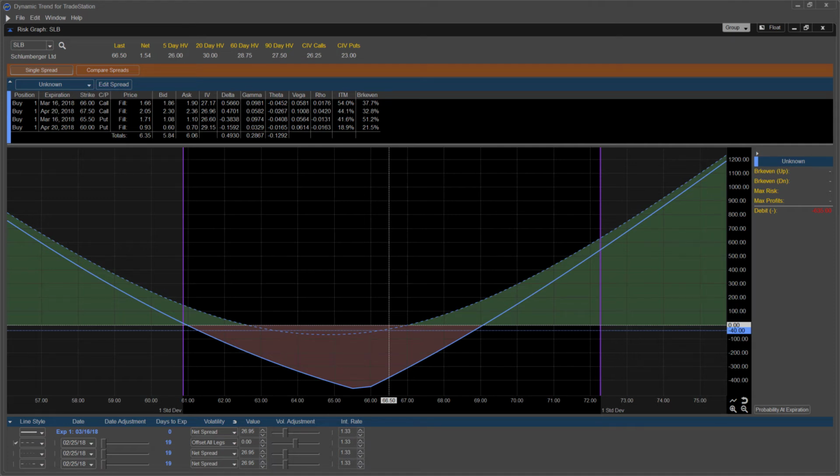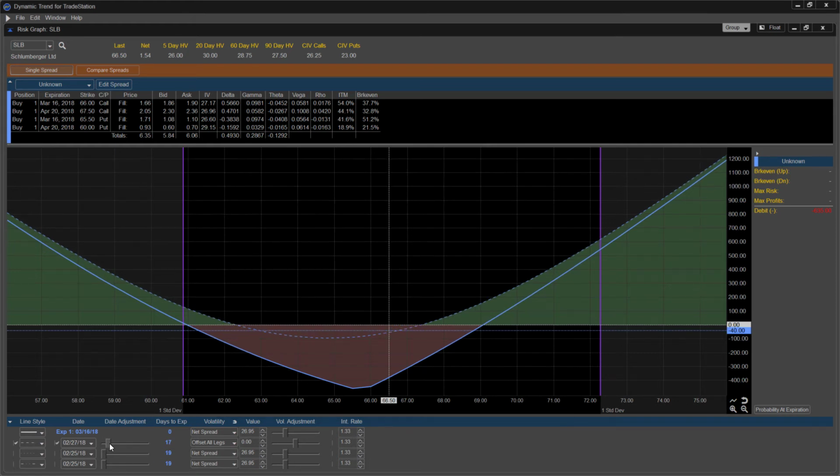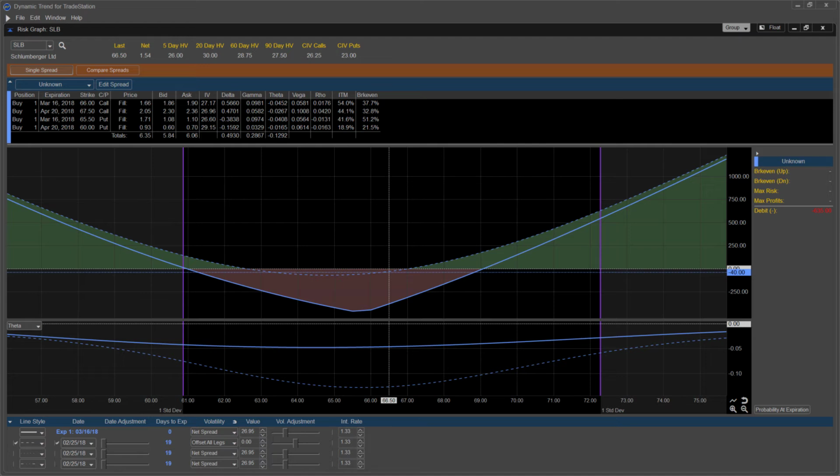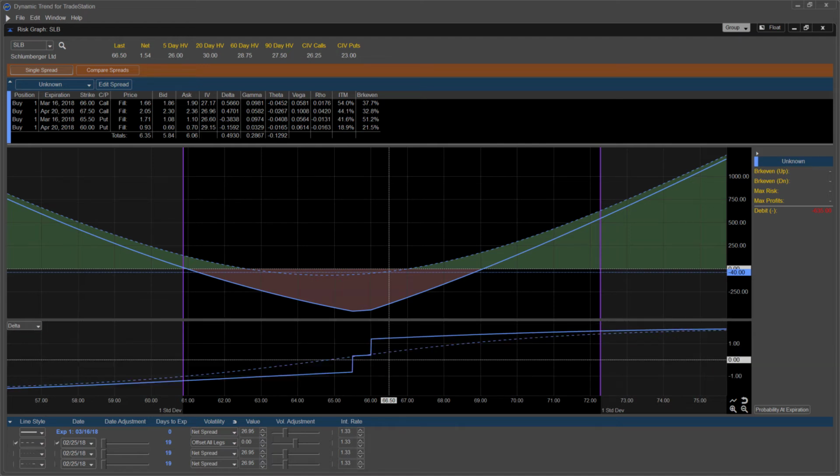You can determine the net effect on your position by the underlying price changes, adjusting days to expiration, or adjusting volatility. You can see the net effect of theta on your position, delta, or other Greek values.